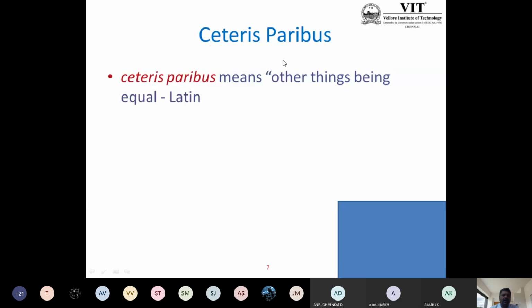We have something called ceteris paribus. Ceteris paribus is a Latin phrase meaning other things being constant. There are many factors which will affect the demand. We should not consider the factors affecting the demand. Keeping all other things remaining constant, you study the variation of quantity demanded with respect to price. That relationship is given by demand curve and law of demand.